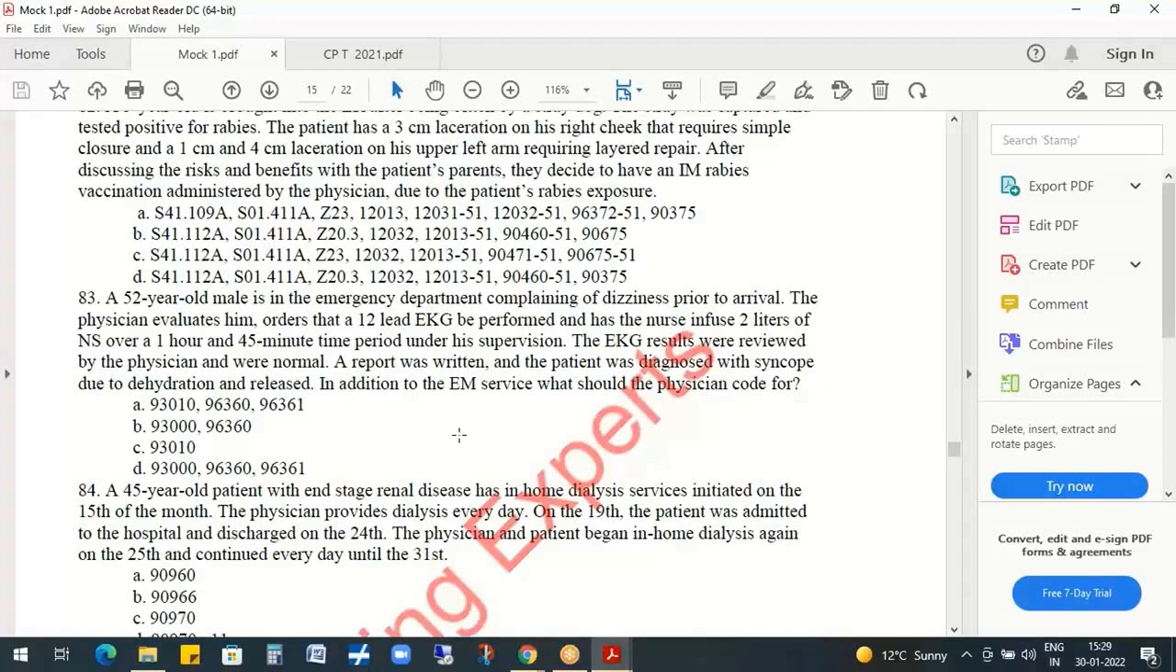Mohan, I had solved this mock one, which was in the hard copy, so it is different from this one, which is shared as a mock one.